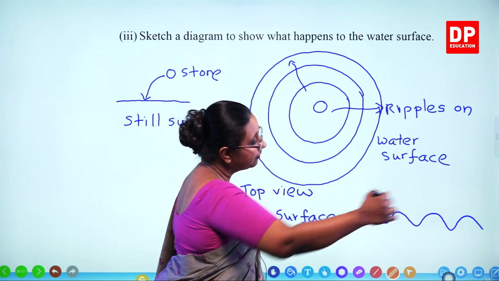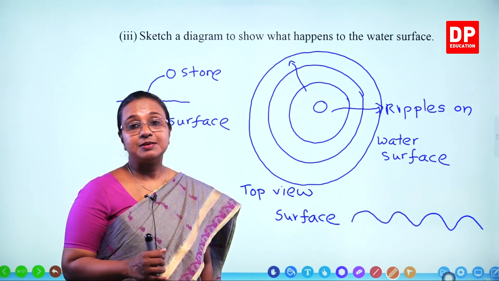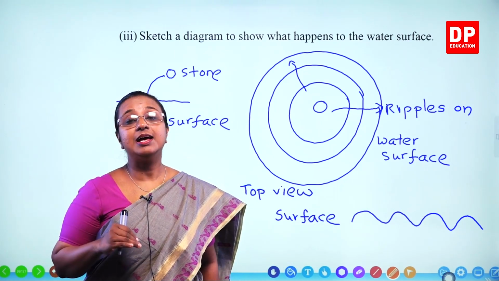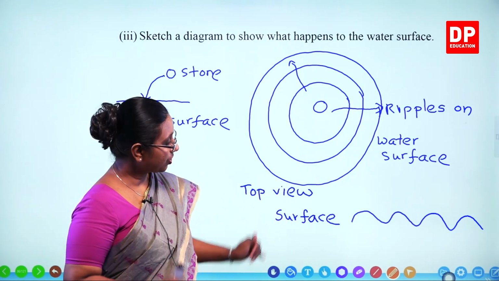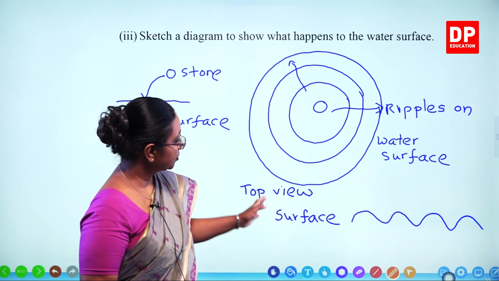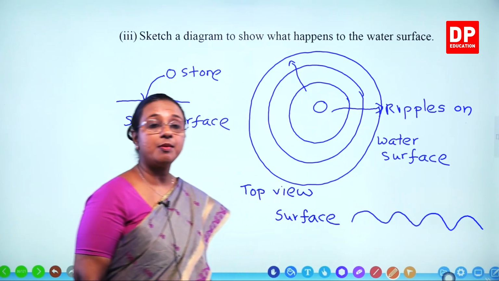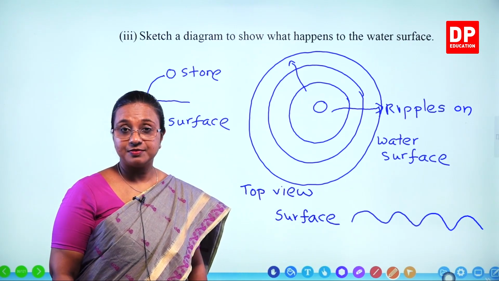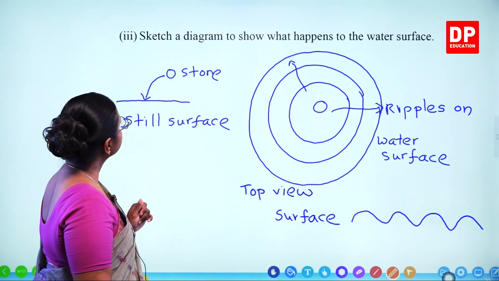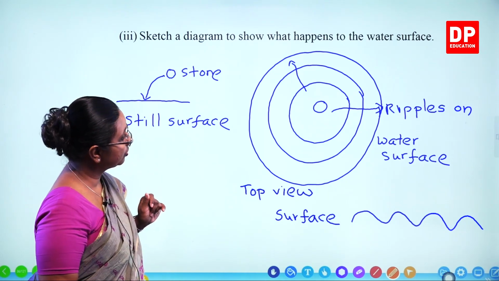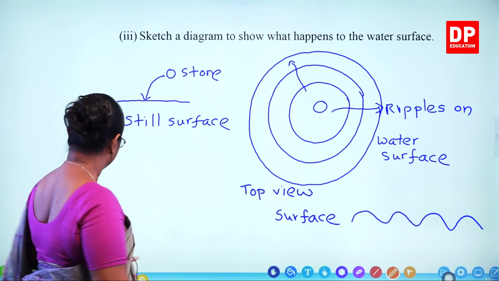And when you go away from the disturbance, the amplitude will decrease. So, that is also visible. So, you see a wave propagating through the surface of water. That is to show what happens to the water surface.